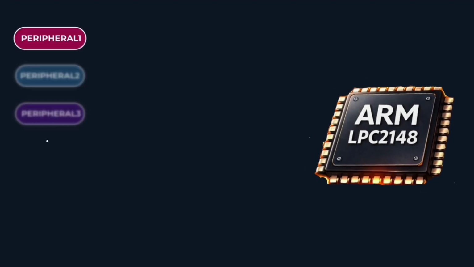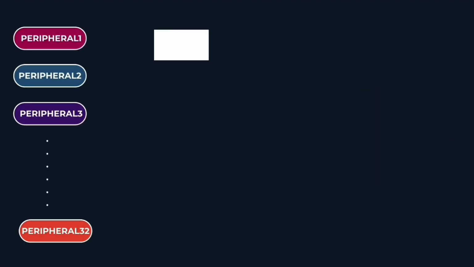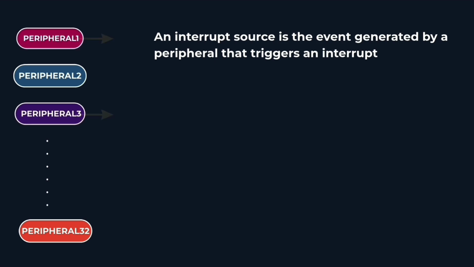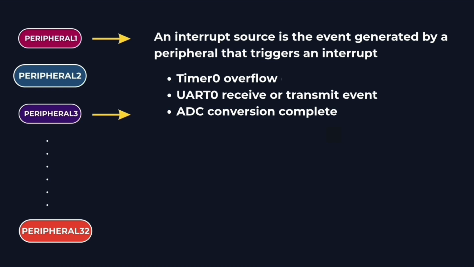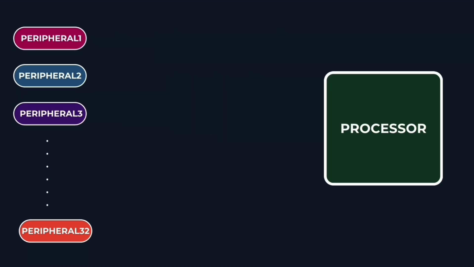LPC2148 supports many interrupt sources. An interrupt source is the event generated by a peripheral that triggers an interrupt. Examples for this include timer 0 overflow, UART 0 receive or transmit event, ADC conversion complete, but the processor only has two interrupt lines, that is IRQ and FIQ.